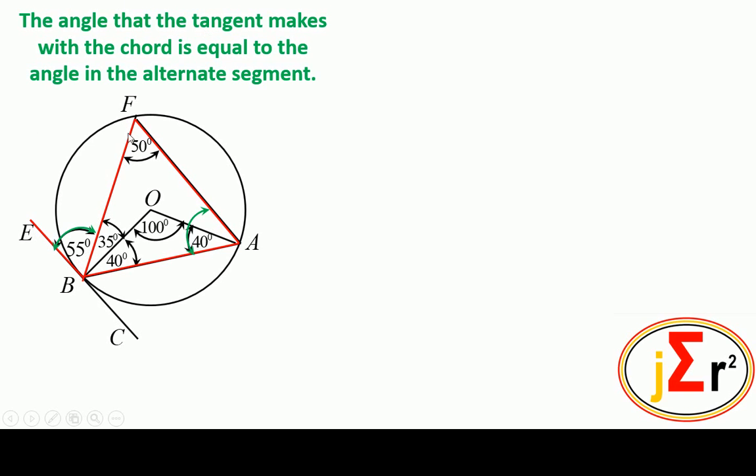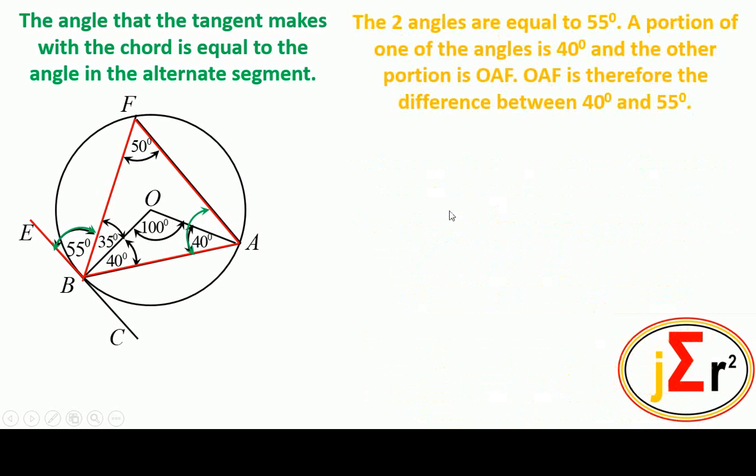Now this chord divides the circle into two segments. We have the minor segment here and the major segment here. The angle that the tangent makes with the chord is equal to the angle in the other segment. And the angle in the other segment is this one. Therefore, this angle is 55 degrees. The two angles are equal to 55 degrees.